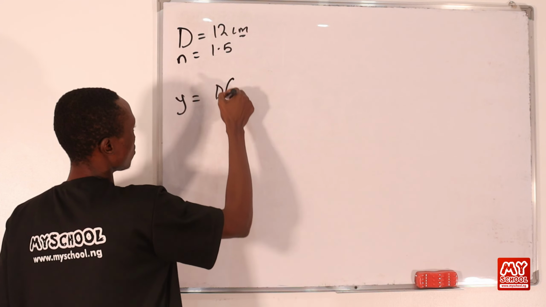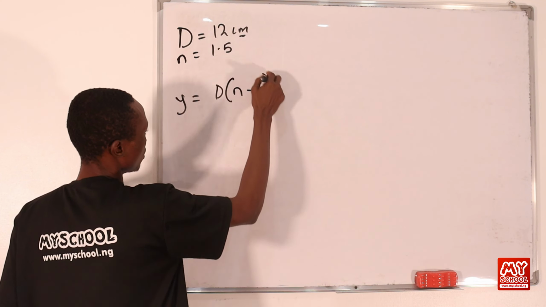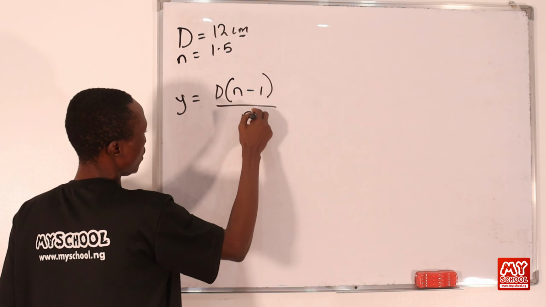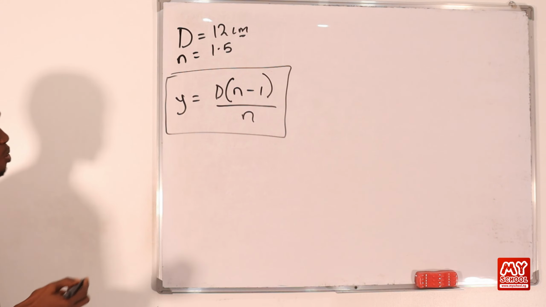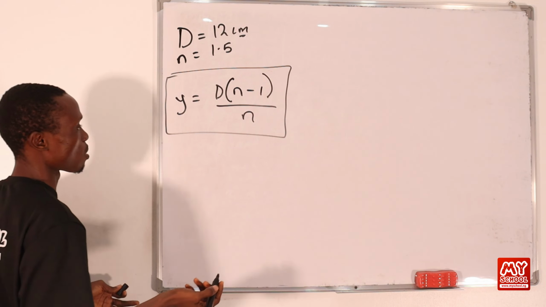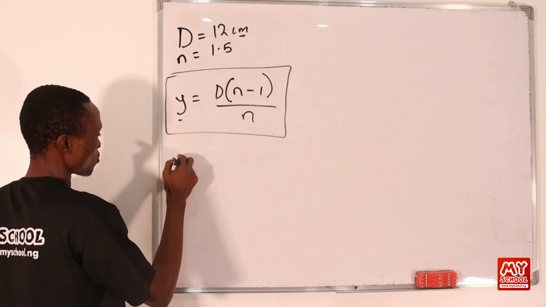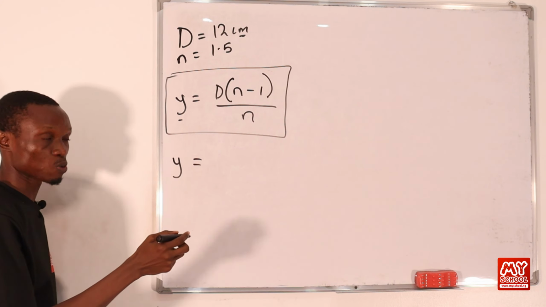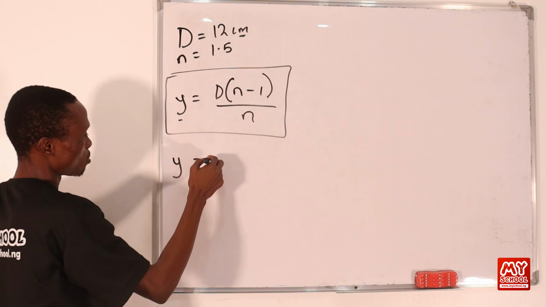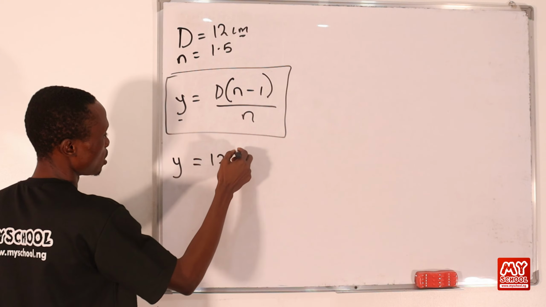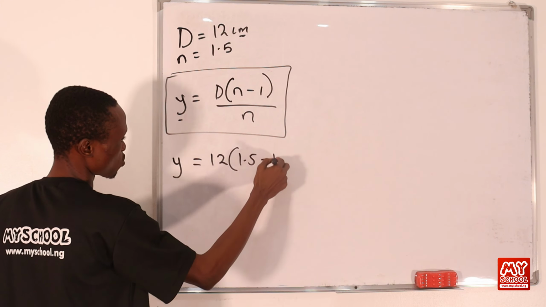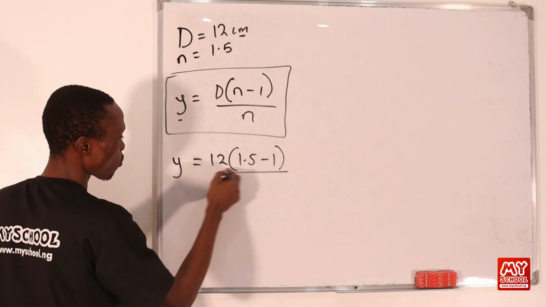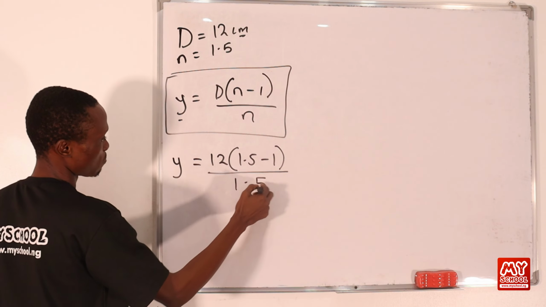Okay, so d(n − 1)/n. This is the formula we use to answer question 1. Here we just substitute our values, since we are looking for y. So we write out y equals, then in place of d we replace it with 12, then bracket open, our n is 1.5, then minus 1, bracket close, all over 1.5, right?